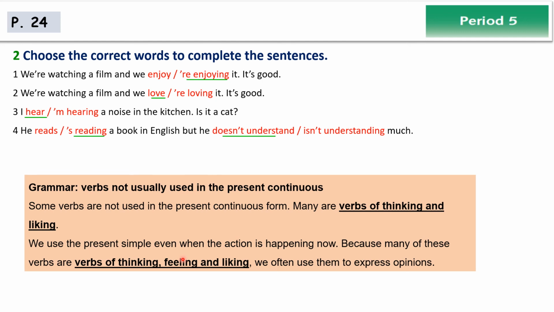For the third time, we use the present simple, not the present continuous, even when we are talking about the current situation. Why? Because many of these verbs are verbs of thinking, feeling, and liking. We often use them to express opinions. Is it clear, my students? Let's move to the next slide.